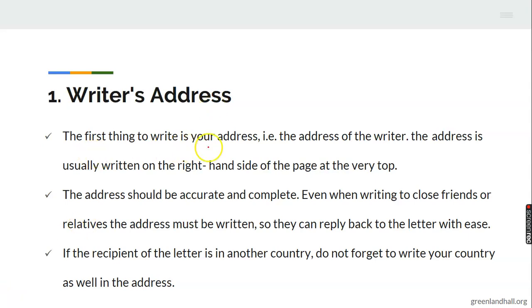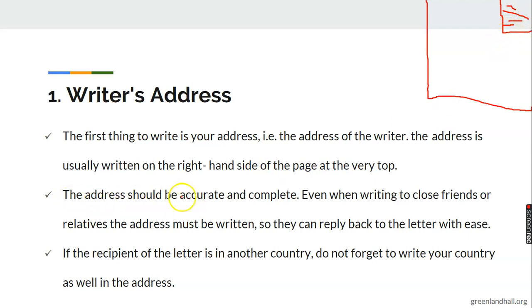The first thing to write is your address, like I've said earlier. As the very first thing you write when you're writing an informal letter, that is the address of the writer, and the address is usually written on the right hand side of the page at the very top. Let's assume this is the page where you want to write. The right hand side in the top corner like this is where we have the writer's address, just like we have in formal letter as well.